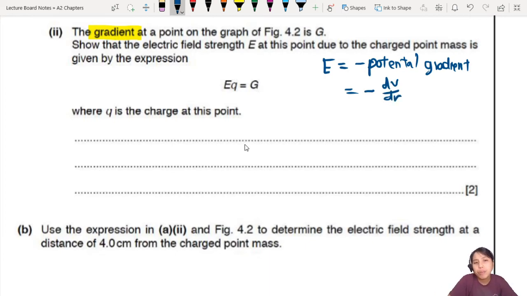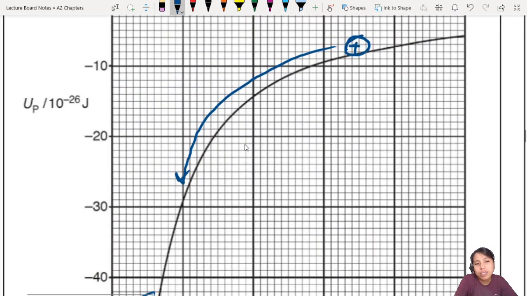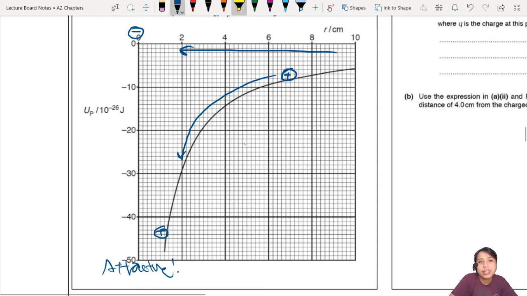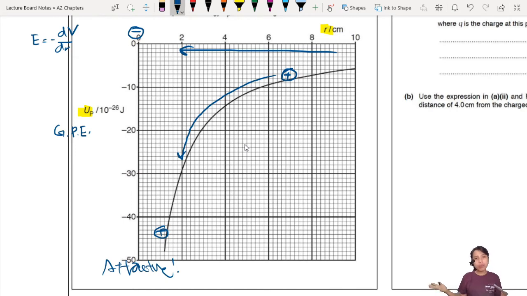But we have a problem here. If you look at the graph, this is not a graph of V against r. This is a graph of U against r. U is a different thing. U is gravitational potential energy. But we only know that E is potential over r. No energy, just potential. Different things altogether. So how are we going to relate that? We have a problem here. We're stuck.